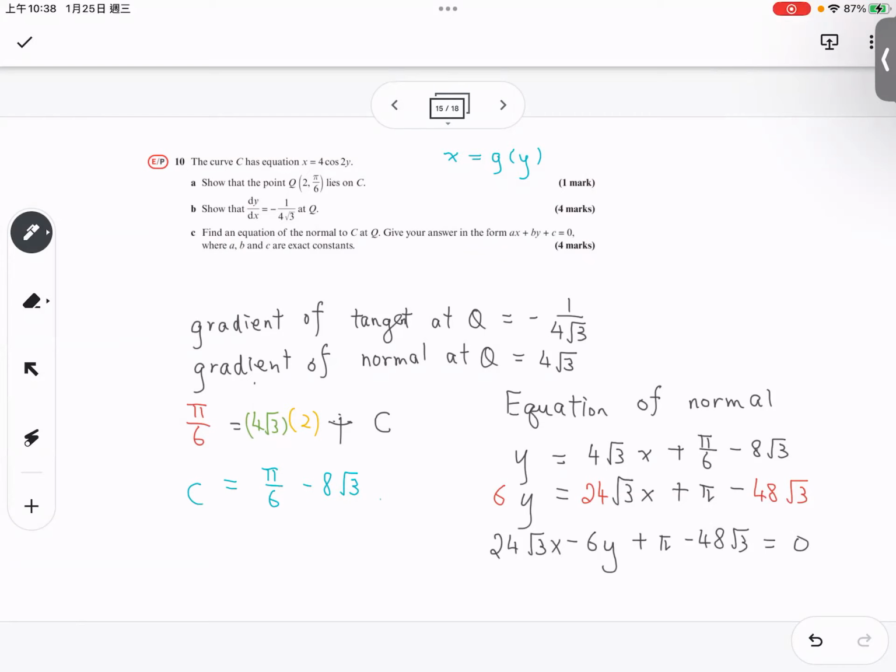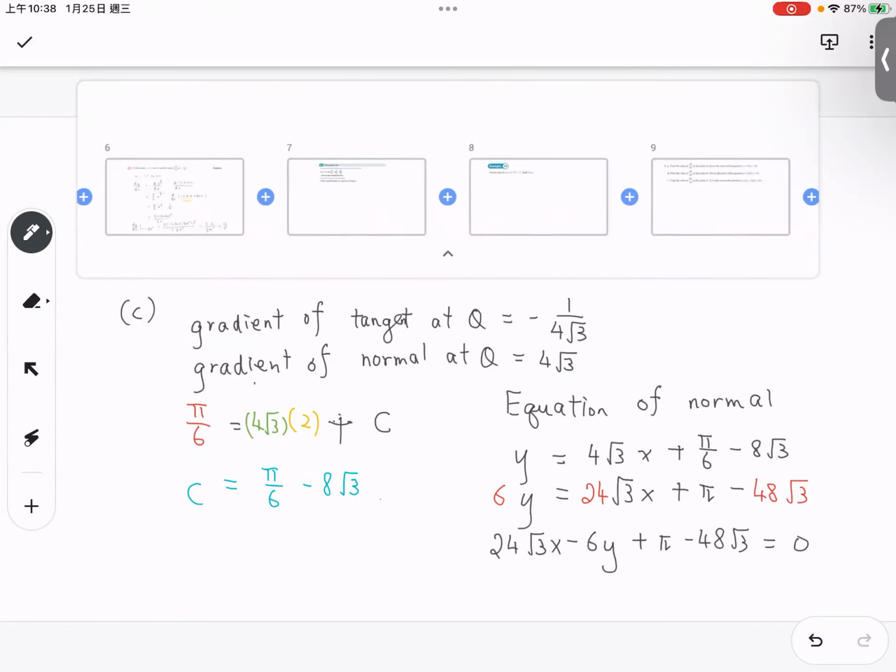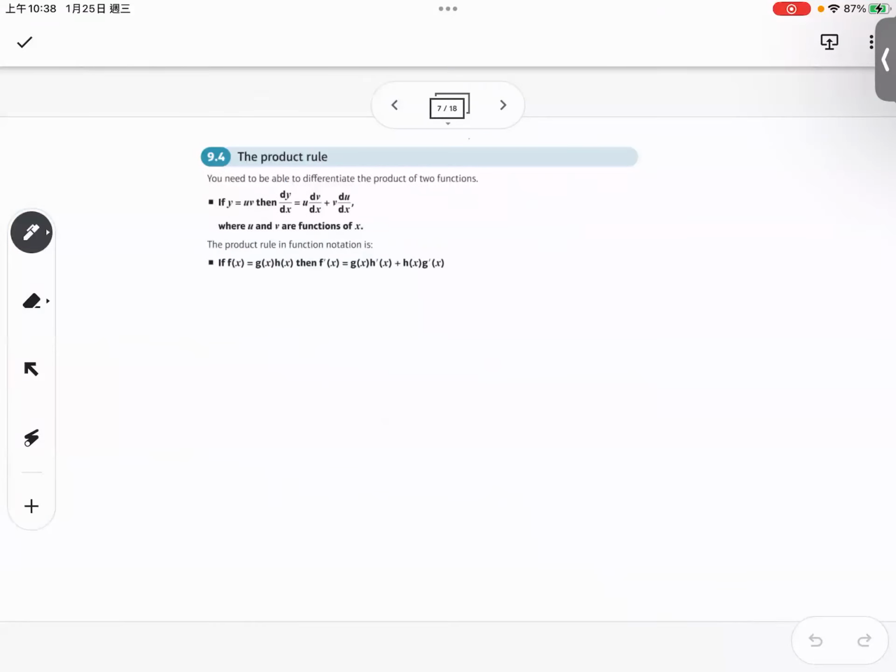Okay, now you can pause the video to make sure that you got all the part A, part B, and part C. Okay, after that, we will have the product rule. So when you return to this video, we will have the product rule now. Okay, this one is the product rule.